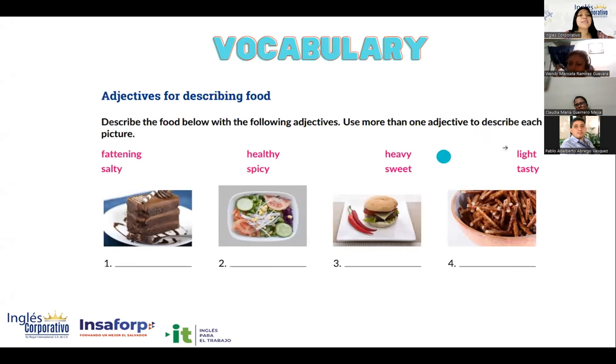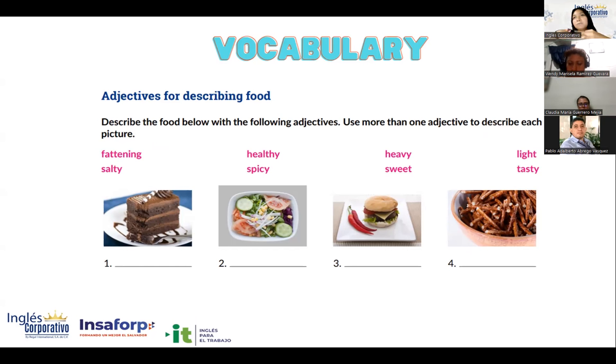All right. Now let's move and let's talk about adjectives for describing food. So we have, in this case, fattening. What is the meaning of fattening? So if you say, for example, a hamburger. Fast food? Yes. Correct. So in this case, fattening means engordante. So fast food is fattening, something that actually causes you to gain weight.